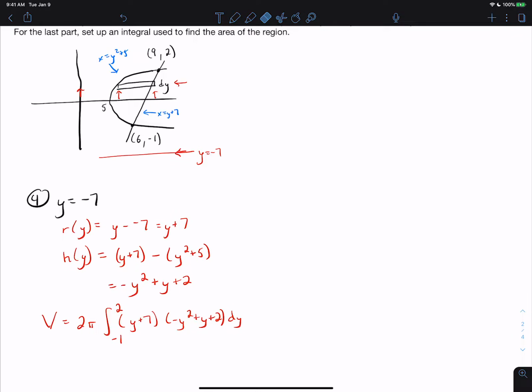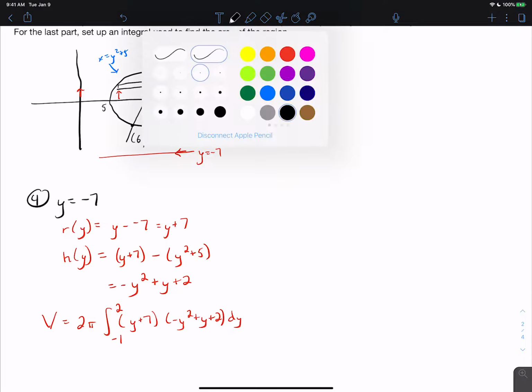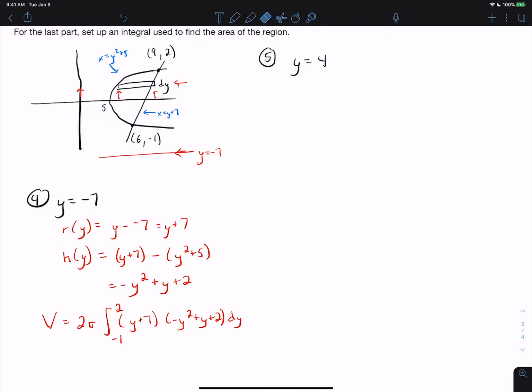All right, let's do y equals 4, but we'll do it toward the top of the screen. So y equals 4 we'll say up here. And let's do this one in blue to keep it straight. And so y equals 4 is a horizontal line above the region. Because we think of this as being parallel, we're again going to do the shell method.